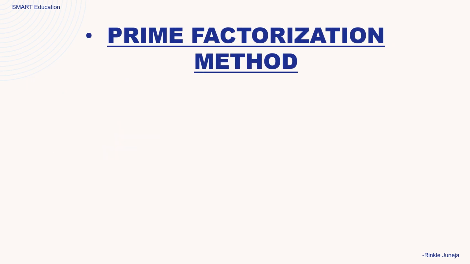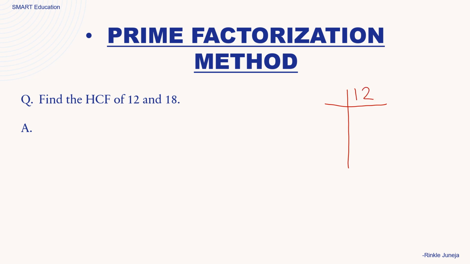Next method is prime factorization method. So let's do the same question to find the HCF of 12 and 18 using prime factorization method. Prime factorization means finding the factors of the number which are only the prime numbers. Okay, so let's find out. Now 12, the smallest prime number is 2. So let's divide 12 by 2. When we divide 12 by 2, we get the answer as 6.